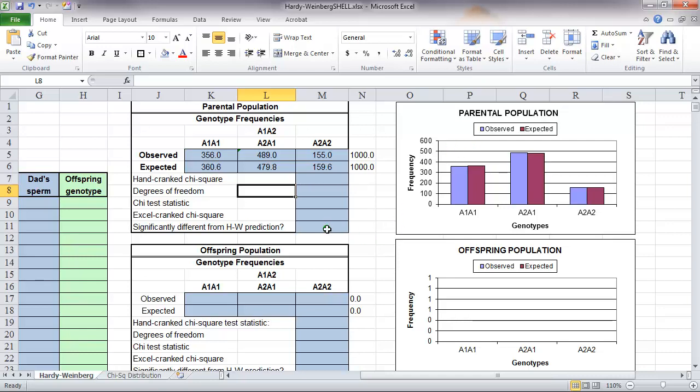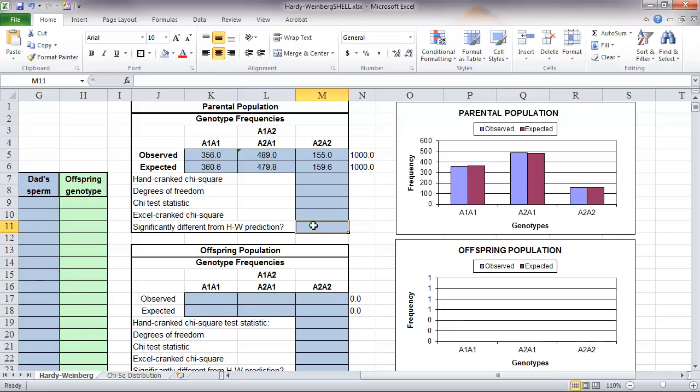And so in our spreadsheet in cell M11, we're going to return the word yes or no. Is this population different from what Hardy-Weinberg predicts? No means the population is in Hardy-Weinberg equilibrium, and yes means the population is out of Hardy-Weinberg equilibrium.